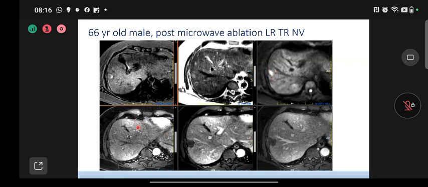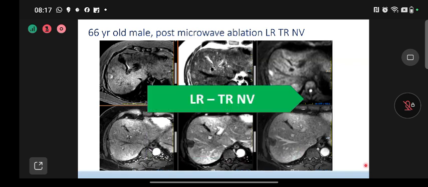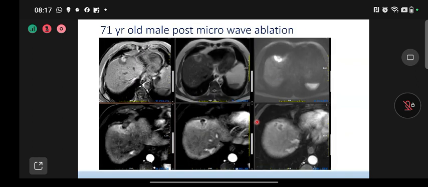This is when the contrast study is going to help us. You can see in the post-contrast study, the entire lesion, whatever hemorrhage is there, is not enhancing. There is no evidence of any solid portions in the lesion. So we can be very sure that the entire lesion is treated and it is non-viable. So we are going to use the terminology LR-TR non-viable, NV. Then I have a couple more interactive cases, and then we will wind up.